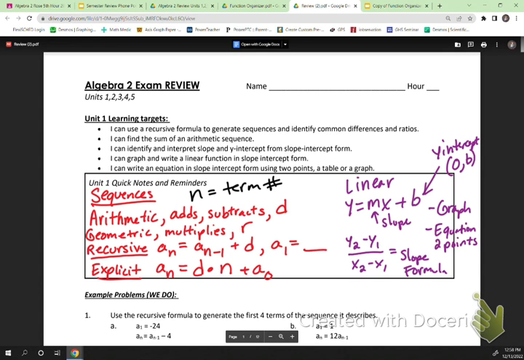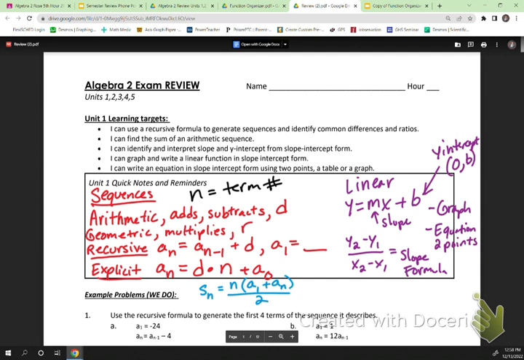Oh, I forgot one thing. Your favorite equation from sequences. Anyone remember what it is? Sum. The sum, S sub n. N is the number of terms. A sub 1 is the first term. A sub n is the last term, all divided by 2.